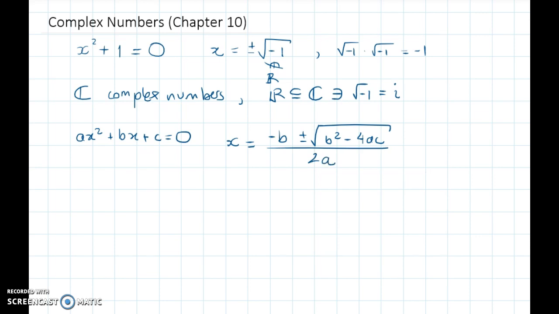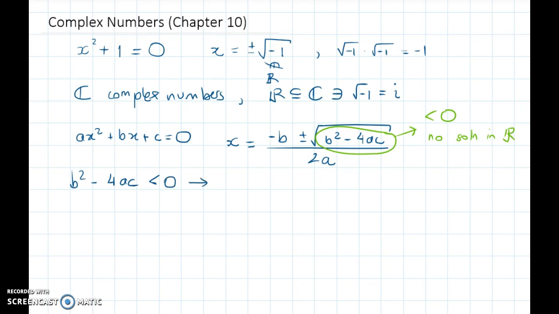We run into trouble when what we have under the square root is not positive or 0. If this is negative, then we say that we have no solution in the set of real numbers. But what do we do then? So let's say we have that b squared minus 4ac, the discriminant, is less than 0.